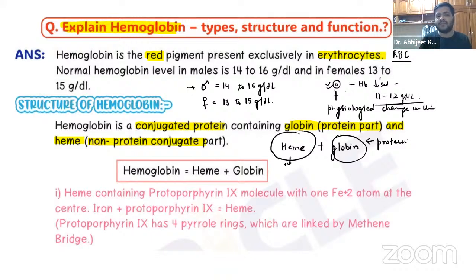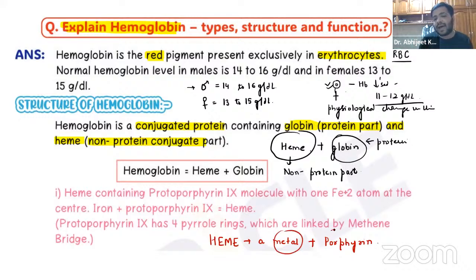Now, what is heme made up of? So you already know the heme. It is a non-protein part. And what is it exactly made up of, guys? So just write down what the heme is made up of. Heme is made up of a metal and porphyrin, right? So a heme is basically made up of a metal and a porphyrin.